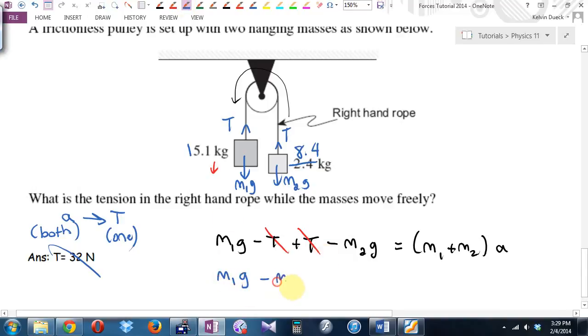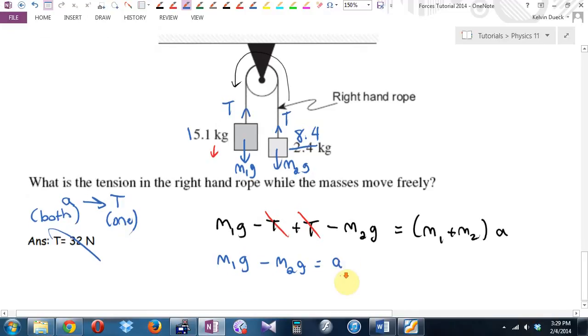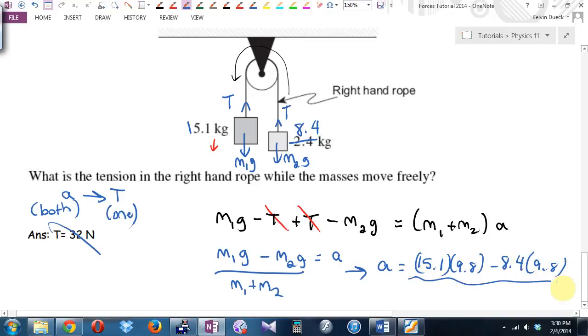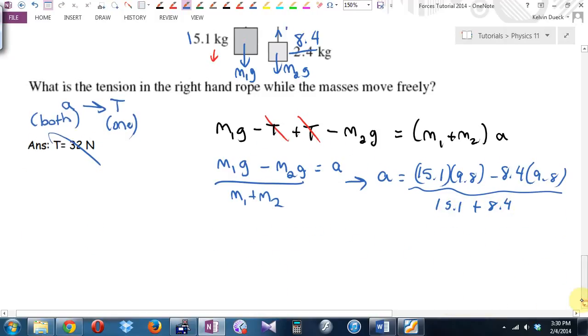M1G minus M2G. You know what? I said I wanted to find the acceleration. So Vanessa, how would I get the A by itself from this line here? Can I do that on the next line? Is that okay? This particular set of masses is going to accelerate at 15.1 times 9.8 minus 8.4 times 9.8, all divided by 15.1 plus 8.4. It is worth practicing typing these into your calculator.